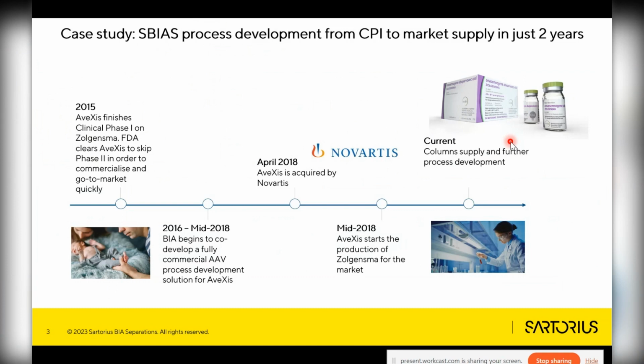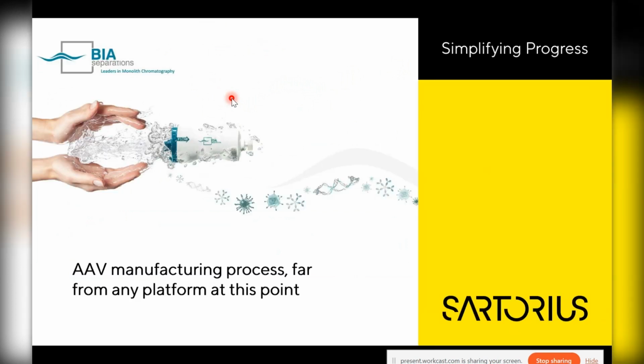One of the projects we were involved in was to bring Zolgensma to the market as fast as possible. We are cooperating with Vexis. We are co-developing the purification process with them, and they're using our columns. Maybe worth mentioning, this process is based strictly on ion exchange chromatography. No affinity resin is used, and it proved to be useful and, as you'll see later on, also provides better recoveries.